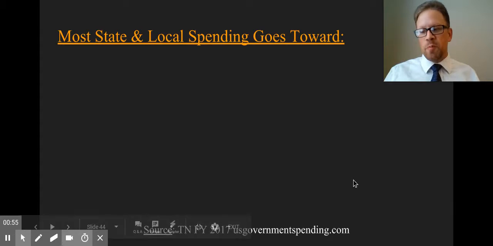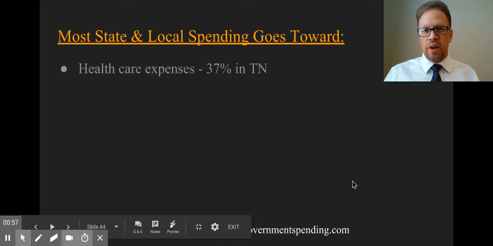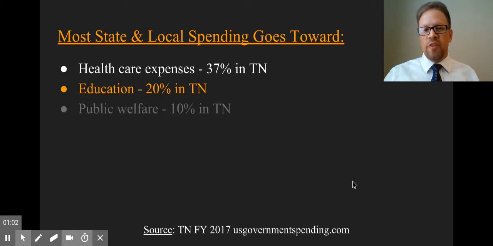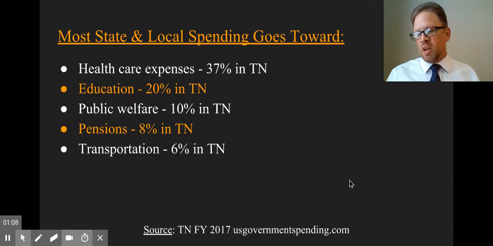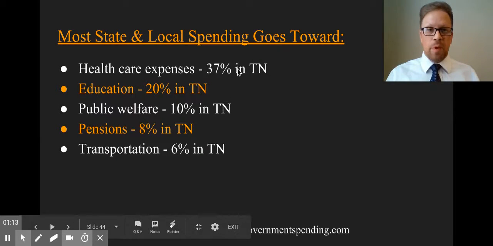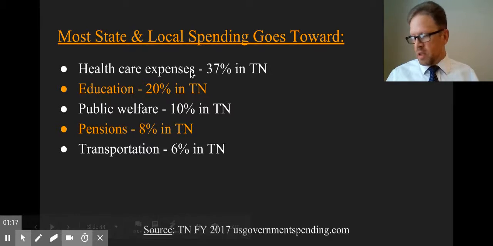Most state and local spending goes toward healthcare expenses, education, public welfare, pensions, transportation, public safety. A couple other ones are going to be on the list too. It might be beneficial to remember the top one. You might want to know the top one.